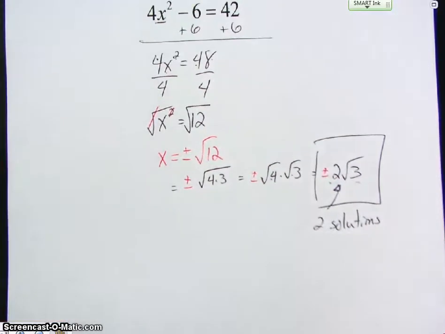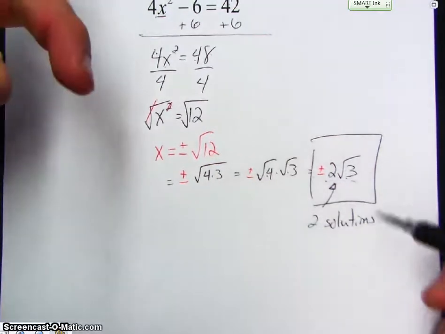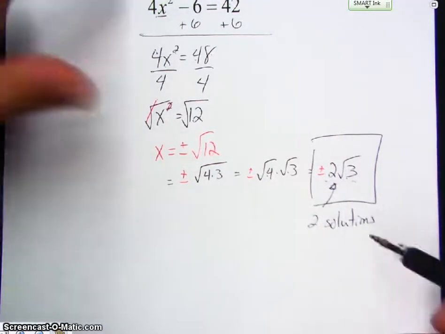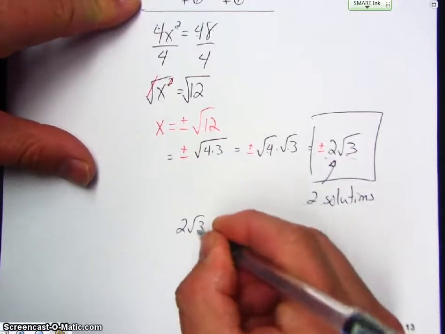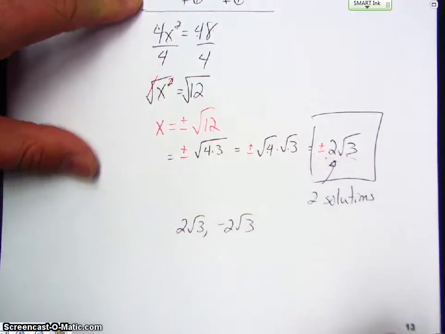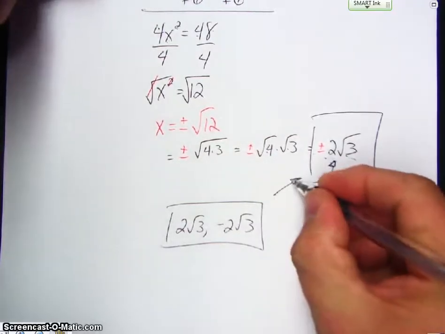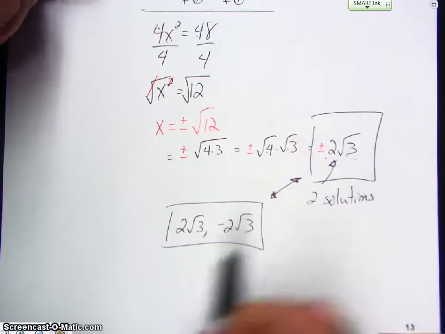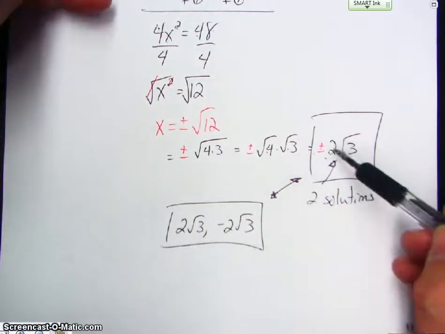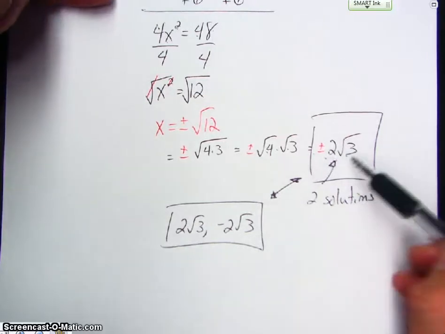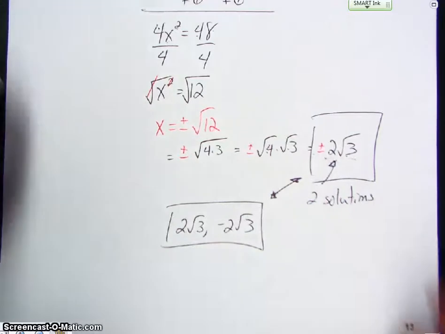All right. So you can leave your answers like this if you want, but on the SATs possibly, or even on my test, if this was multiple choice, I would probably have my solutions written like this. They'd actually be pulled apart. So make sure that you understand that this is the same as this. I do not care which method you want to use to write your answers, as long as you understand that positive negative 2 radical 3 is the same as 2 radical 3 and negative 2 radical 3.